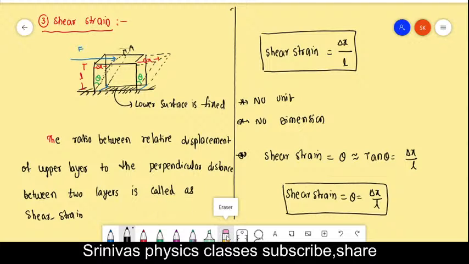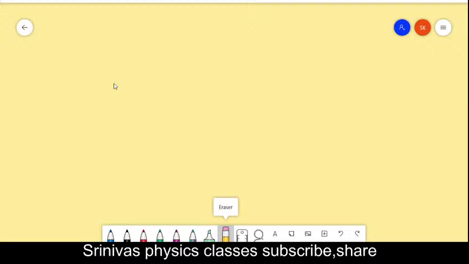Next, let us go for one more topic, that is Hooke's law. What is Hooke's law? Hooke is the name of the scientist. He gave a relation between the stress and strain. That relation I am going to explain now.